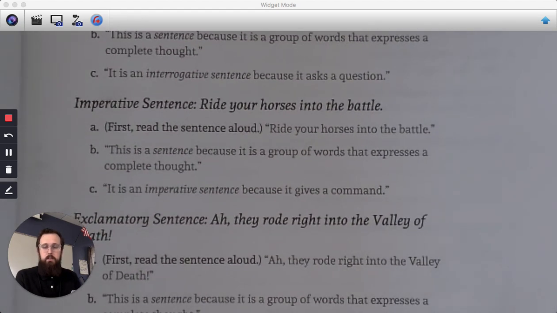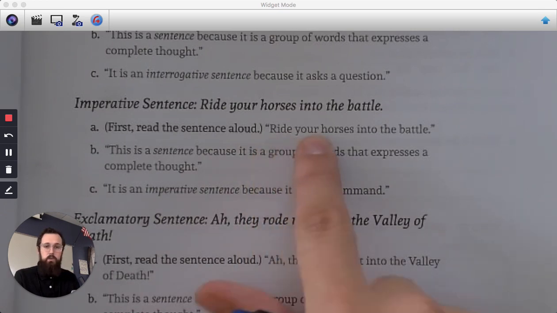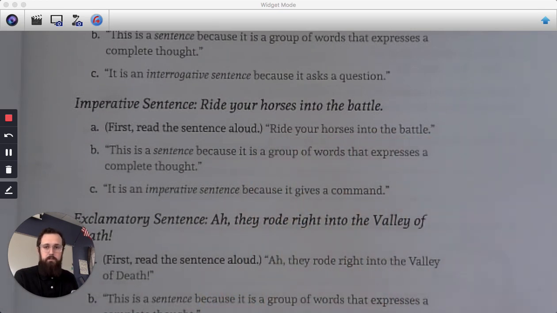Imperative sentence. Ride your horse into the battle. This is a sentence because it is a group of words that express a complete thought. It is an imperative sentence because it gives a command.